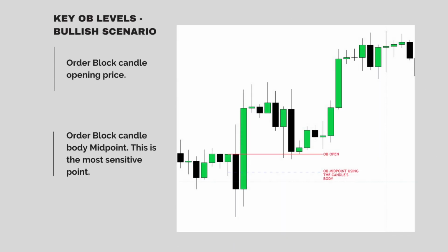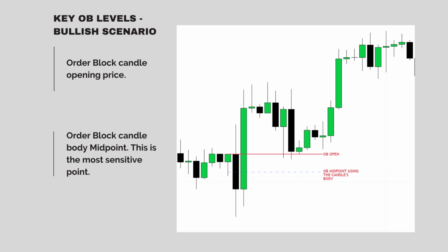So what are the key levels to consider when trading the order block? The order block is the entire candle, but within the entire candle we have the opening price and we have the midpoint of the body of the candle. The midpoint of the body of the candle is the most sensitive area to consider when you're trading the order block. I like to focus first on the opening price. If there's no sensitivity, then the last place you want to see the market react from is the midpoint of the body.